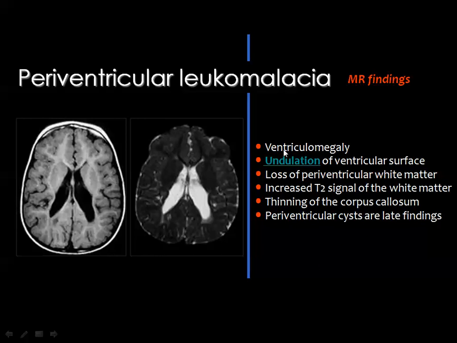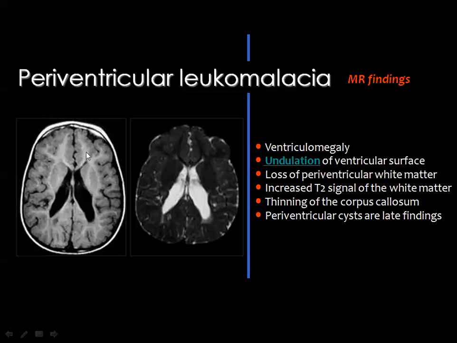There is ventriculomegaly with abnormal configuration and undulation of the ventricular surface. And you see that the ventricular wall is somewhat lobulated and the ventricles are non-uniformly dilated. Also, you've got loss of the periventricular white matter, especially in the common areas around the trigone of the lateral ventricles. If you compare the white matter in the frontal lobes, it is somewhat good, but there is marked reduction of the white matter in the occipitoparietal area.